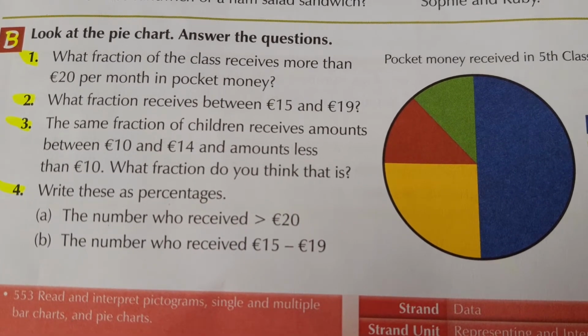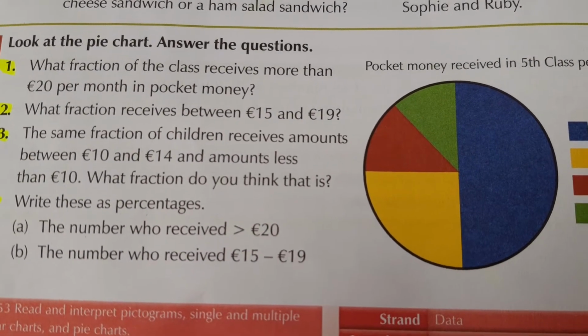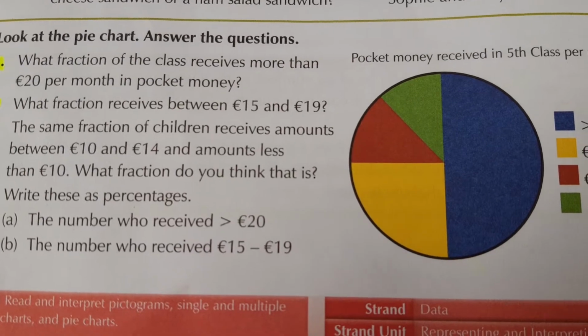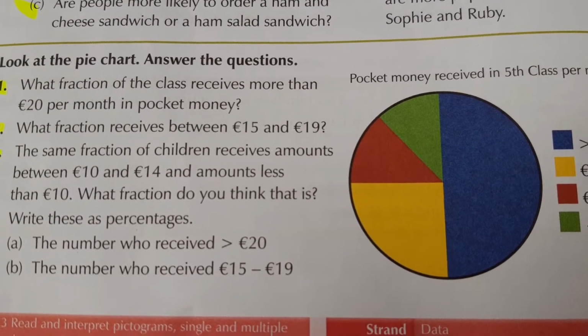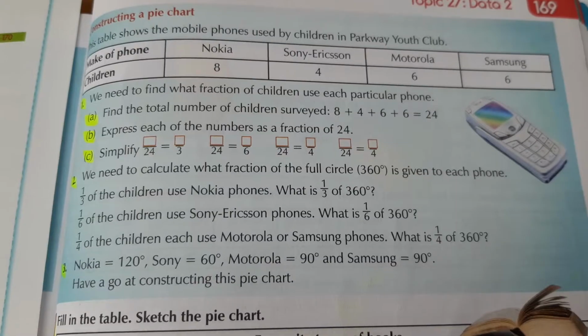The number that received greater than 20 euro, what percentage is that? That's 50% because it was half. And the number who received between 15 and 19 was a quarter, which is 25%.